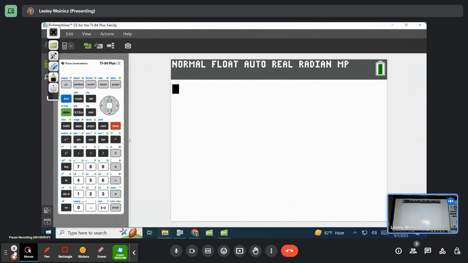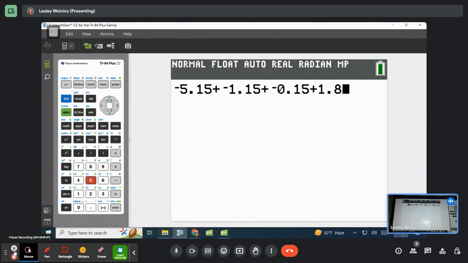So I've got negative 5.15 plus negative 1.15 plus negative 0.15 plus 1.85. Whoops, that's a negative 4.